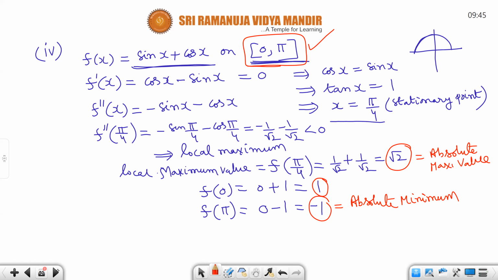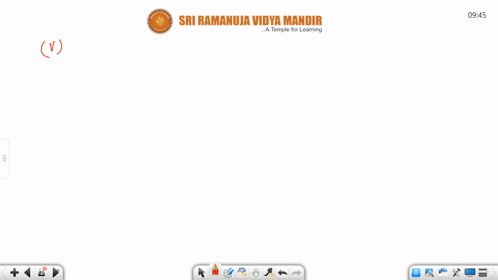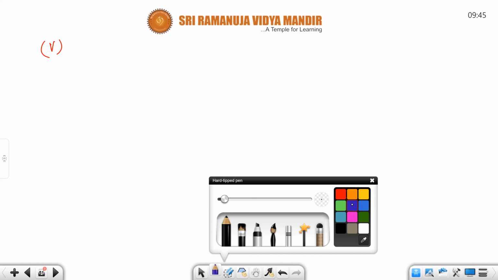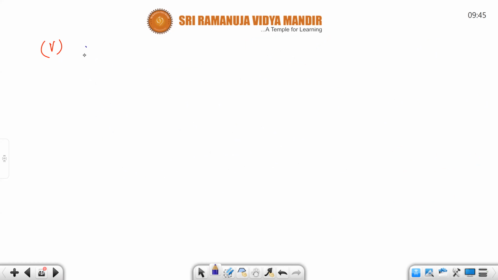Okay. The domain is open interval, that is a good question, good doubt. Okay. f of x is equal to x plus sine 2x. Let us see whether there are any examples when the given interval is open.